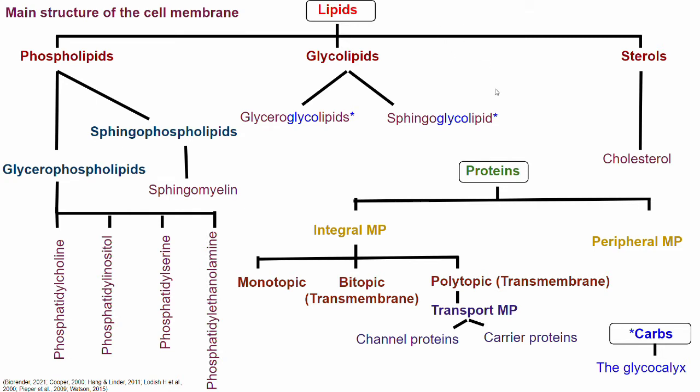What about proteins? So there are two main classifications of proteins that can be found within the cell membrane. We have something called peripheral membrane proteins, and we have integral membrane proteins. The peripheral membrane proteins are proteins which are not permanently attached to the cell membrane. So they can actually dissociate and leave the cell membrane under certain conditions.